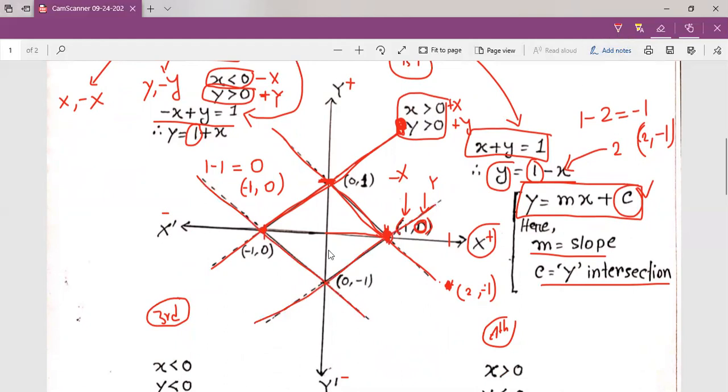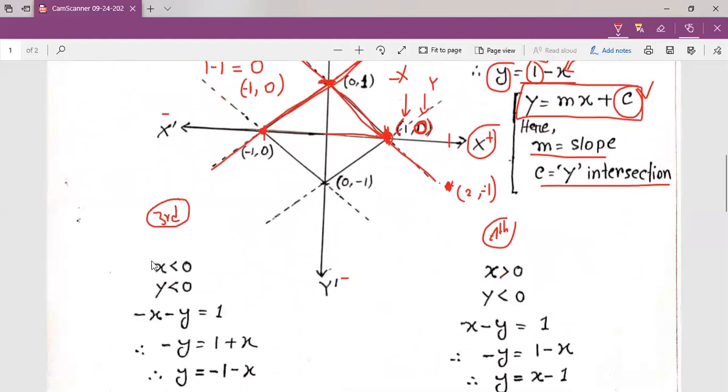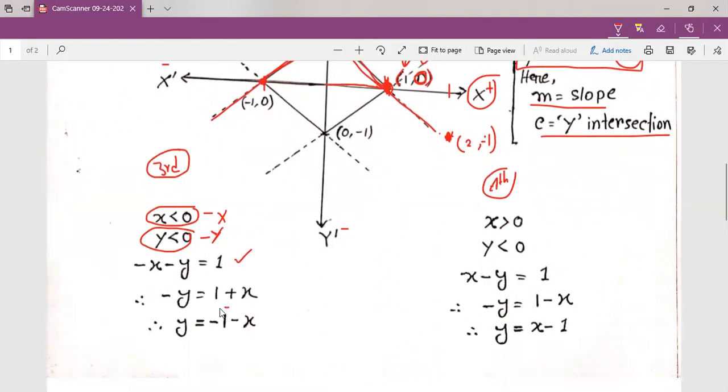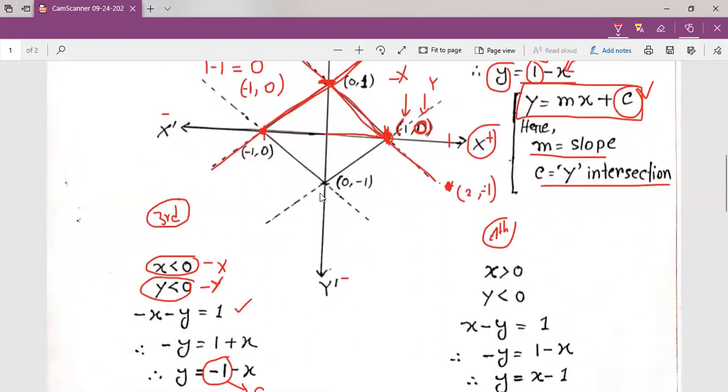In the same way, we can get our third line and our fourth line, okay? So let me show you. For the third quadrant, the value of x will be less than 0 and the value of y will be less than 0. That will be -x minus y, so -x minus y is equal to 1. Here the y intercept, or the value of c, is -1. So this is our -1, right?